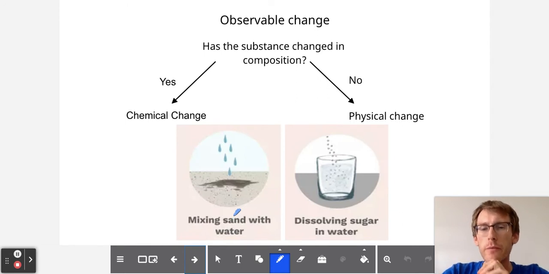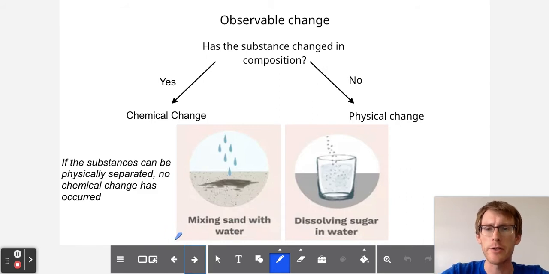But what if we have mixing of substances together? Sometimes when you mix two substances together, they react, and you have a chemical change. Sometimes you mix them together and they don't react, and you have a physical change. A couple examples of physical change would be mixing sand with water and dissolving sugar with water. But how do we know that they're physical and not chemical change?